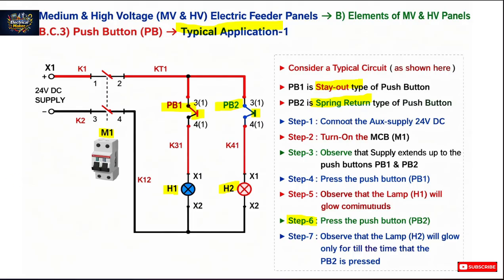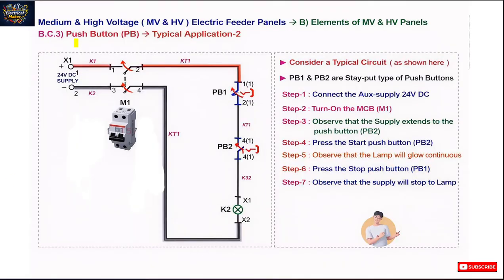Next, we are going to see typical application 2 in the next slide. You can see a circuit here which is different from application 1. Let us consider a typical circuit here, where PB1 and PB2 are stay put type push buttons, connected in this circuit. Next, connect the aux supply, 24 volt DC. You can see the 24 volt DC supply is connected to the circuit.